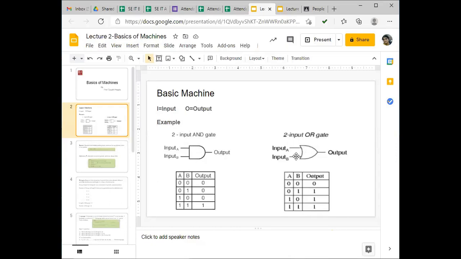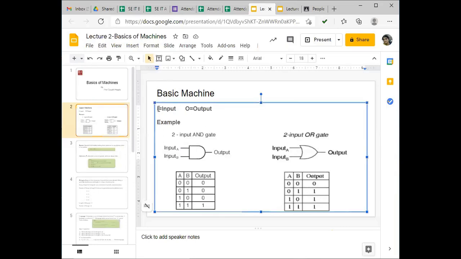Coming to the OR gate. If you give 0, 1, it goes to the table, checks 0, 1, and the output is 1. There is no processing. It is fixed. 0, 1 gives 1, and 1, 0 gives 1. There is no processing at all in a basic machine. This is about the basic machine. Input is represented with I in a basic machine, and output is represented with O.